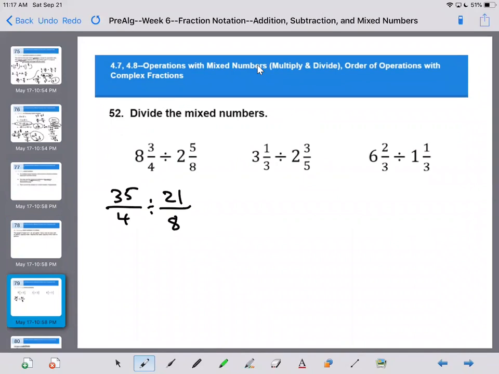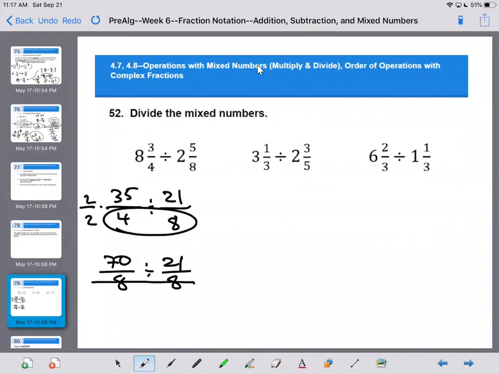Now, if you want to try the least common multiple method, I just need to make the denominators the same. And I can multiply by 2 divided by 2. So 35 times 2 is 70 eighths divided by 21 eighths. So when you get it to the common denominator method, you can see that 8 divided by 8 will go to 1, leaving you with just the numerator, which is 70 divided by 21. And so you can get it to your final result that way as well.